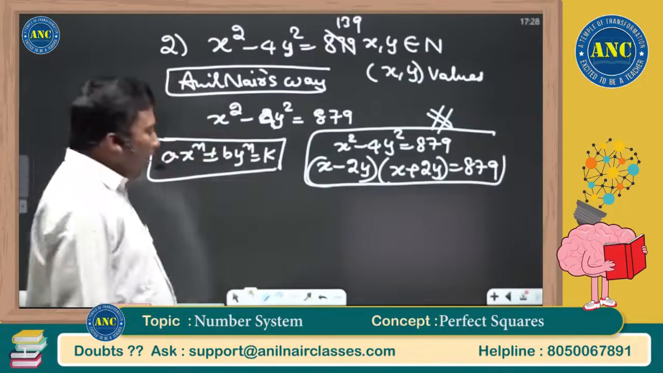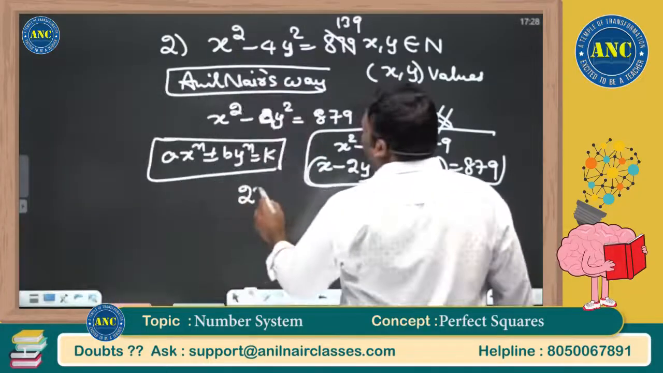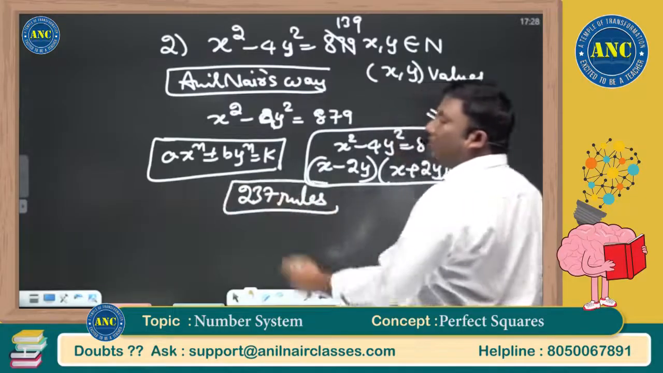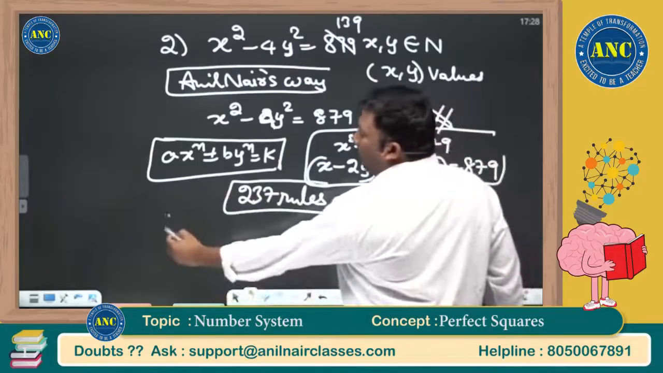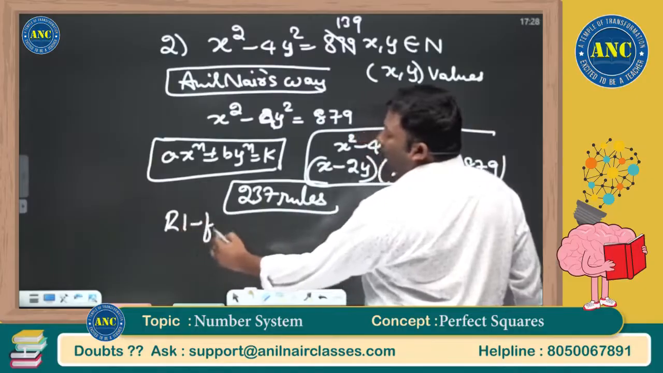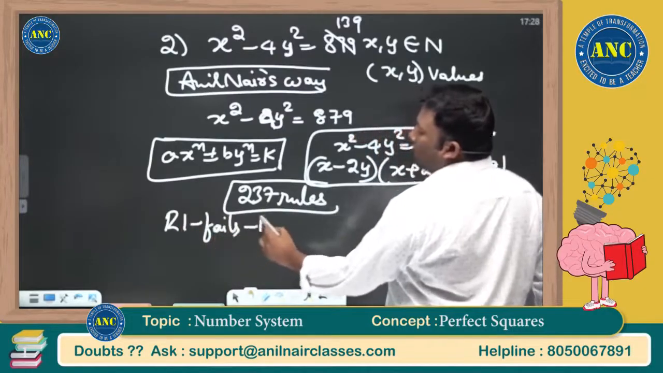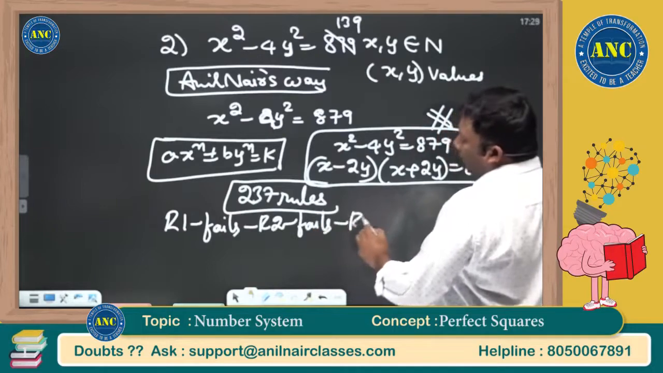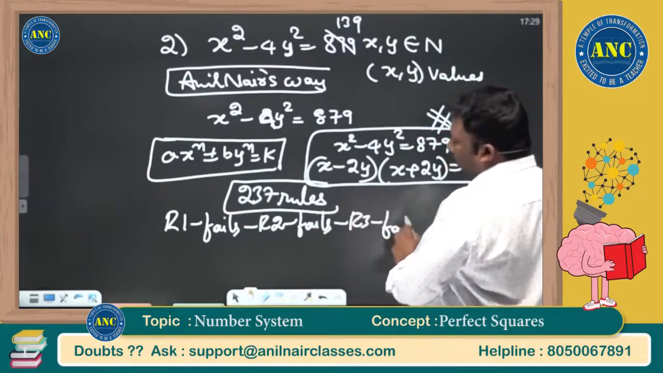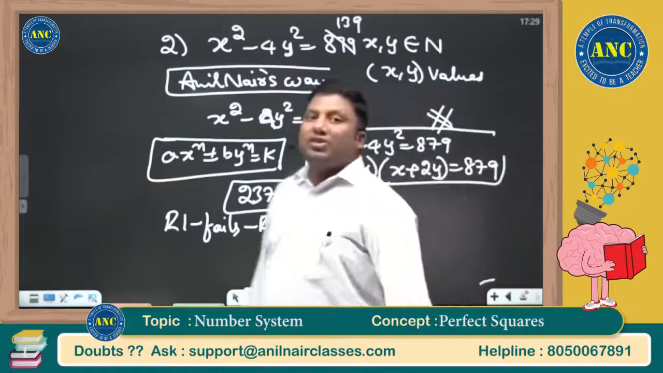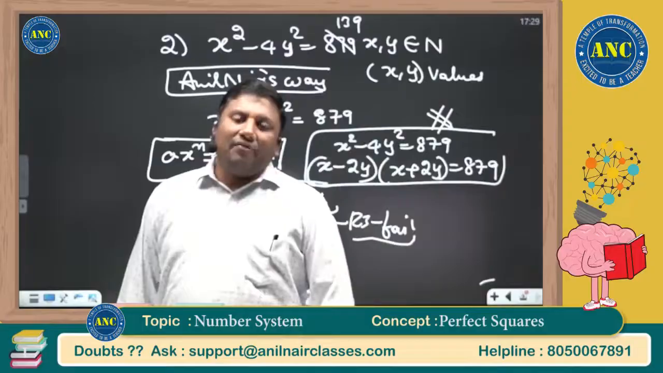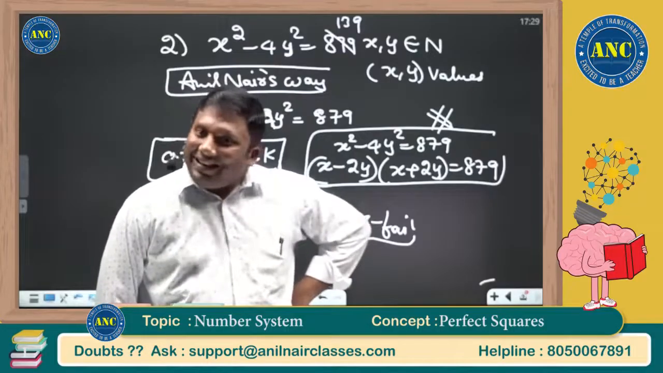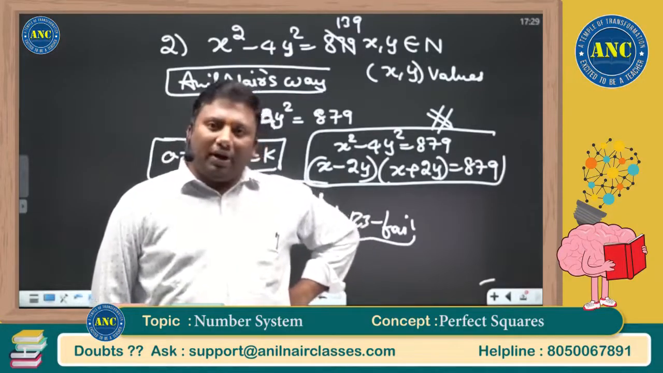Just for your curiosity, there are 237 rules to check whether a number is a prime number or a composite number. Apply rule number 1. If it fails, go to rule number 2. If it fails, go to rule number 3. If it fails, go to rule number 4. If all 237 rules fail, then the number is said to be a prime number. Again, I'm repeating, it's a very interesting mathematical point.